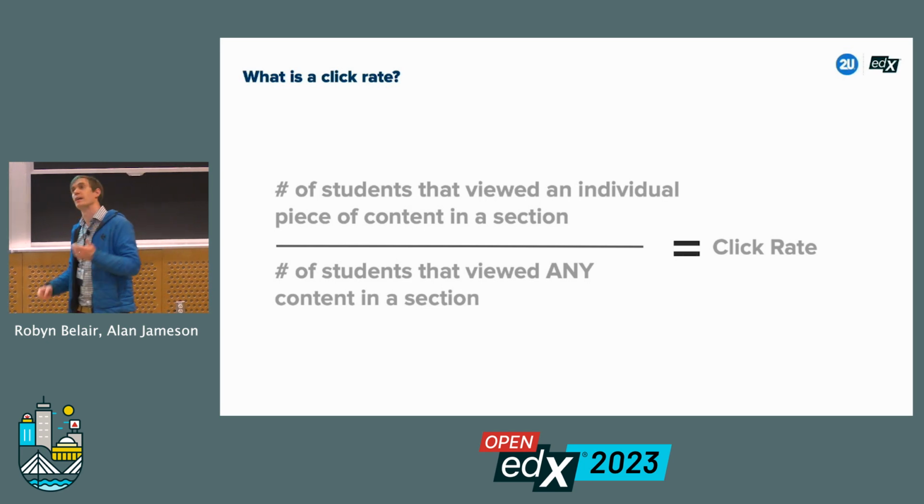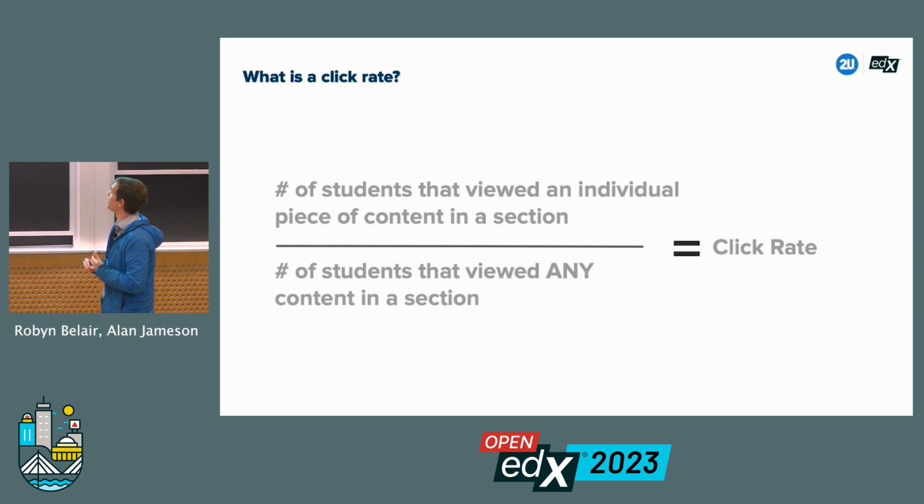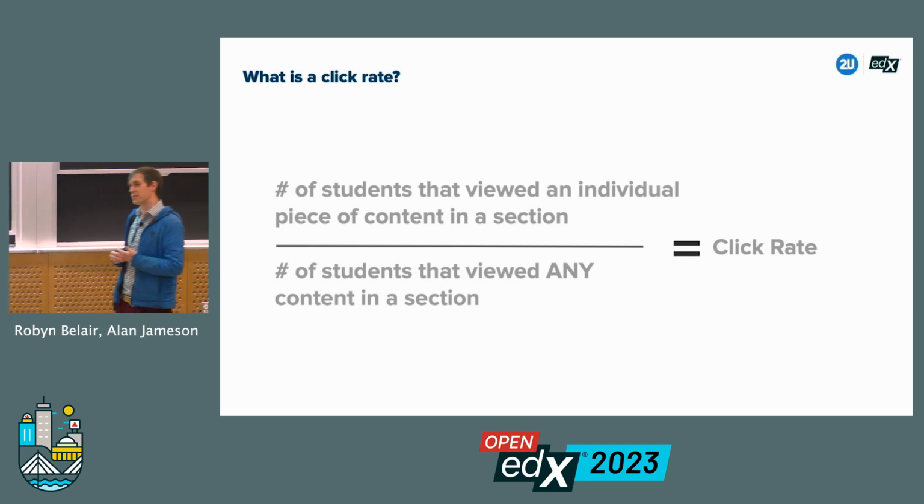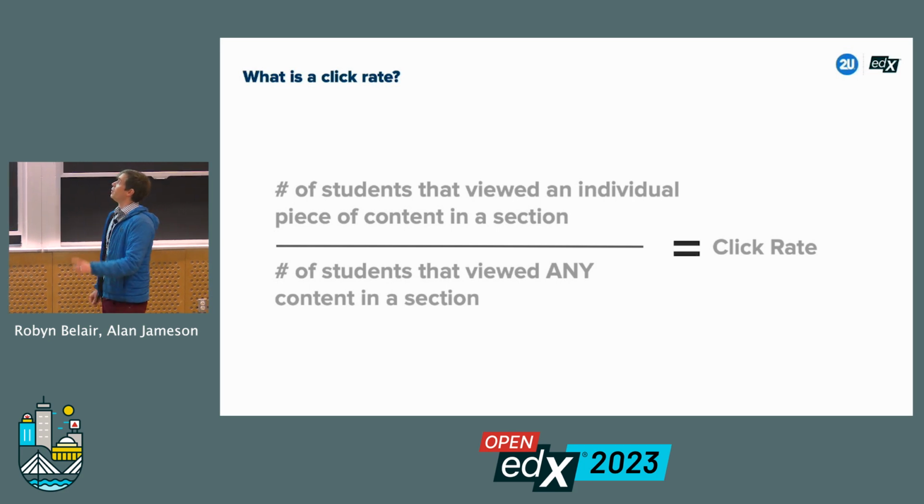So a click rate seems intuitive. It's the number of students that click an individual piece of content in a section divided by the number of students that clicked on any content in a section. So you can go to the next slide.